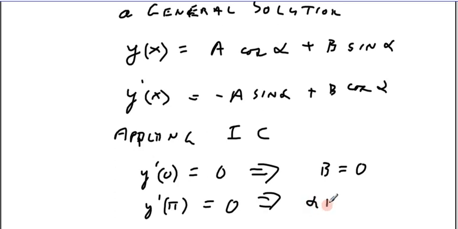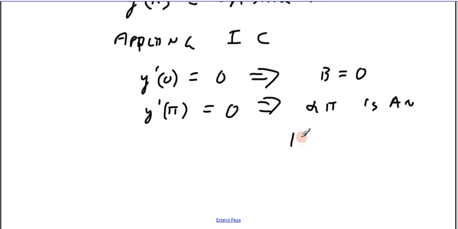alpha pi is an integral multiple of pi. Because in order for it to be 0 at pi, this has to be a multiple of pi. Sine of pi is 0. So alpha pi is an integral multiple of pi. So what does that mean?